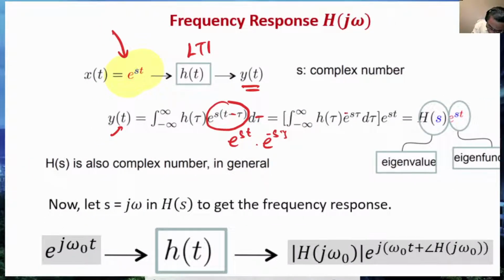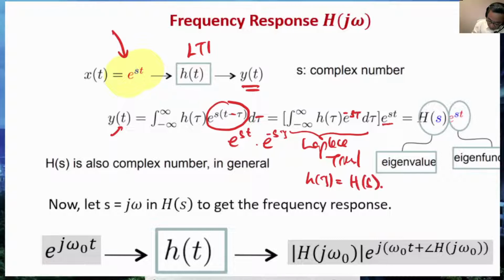There's a minus sign missing here, it should be minus sτ. And what we then get is, isn't this exactly the Laplace transform of h(τ)? So it's equal to H(s).